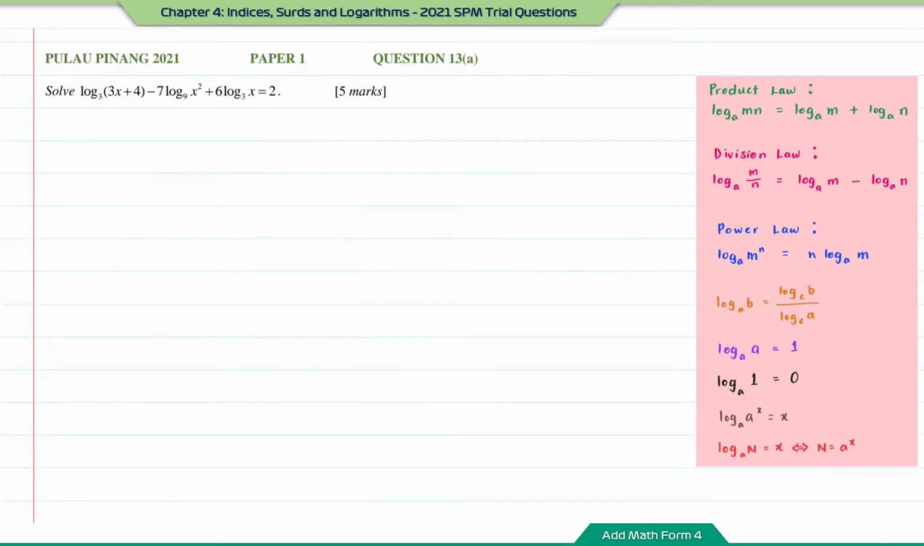Pulau Pinang 2021 Paper 1 question 13a. Solve the logarithm equation. So first, using the power law, I'm going to move this power of 2 to the front. So here I'm going to get log base 3 of 3x plus 4. These 7s will multiply with the number 2. Therefore, you're going to get 14 times log base 9 of x. Then just copy the rest.